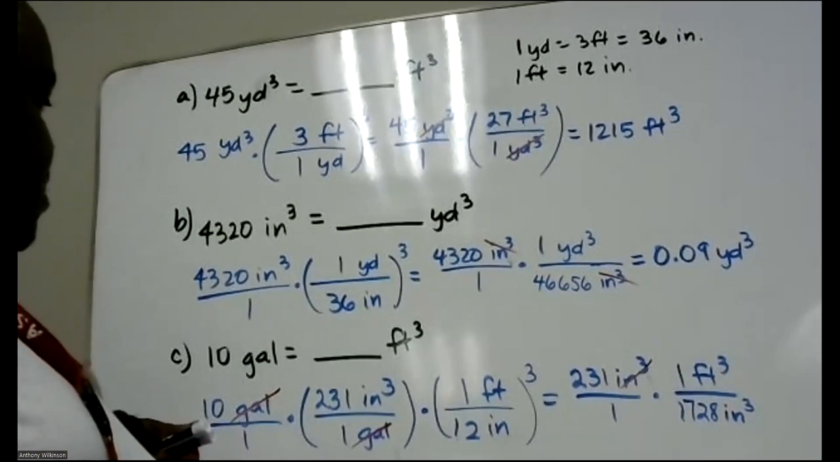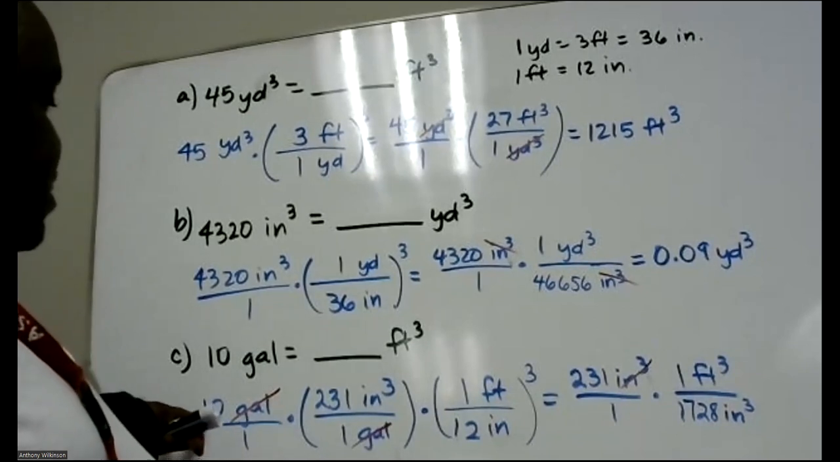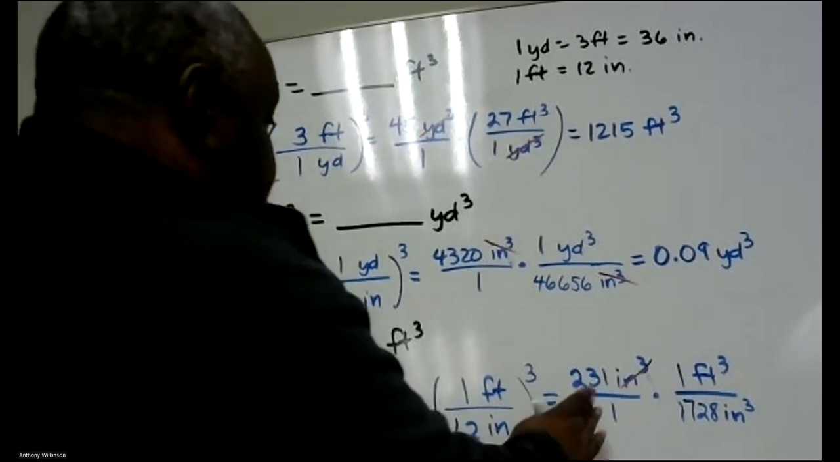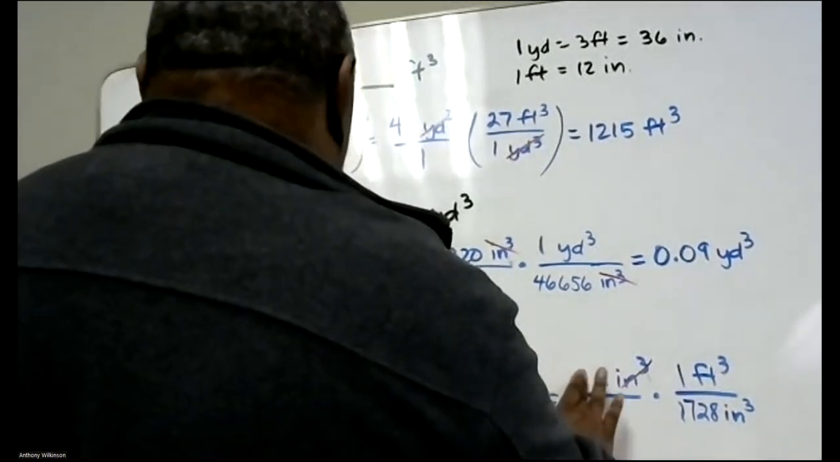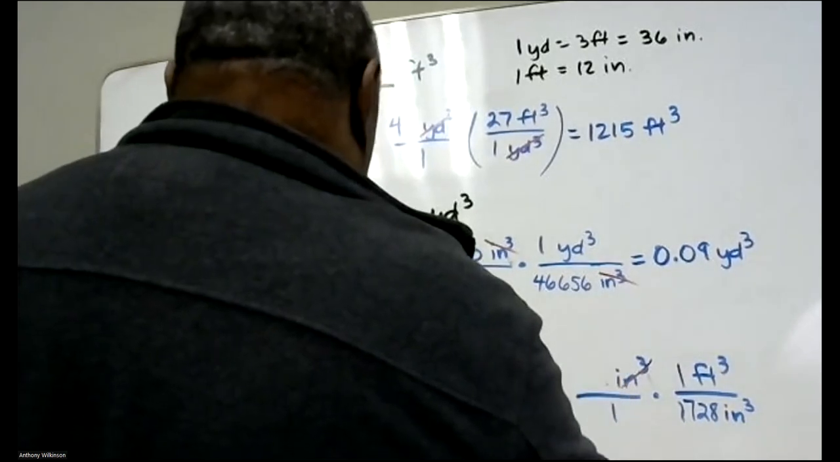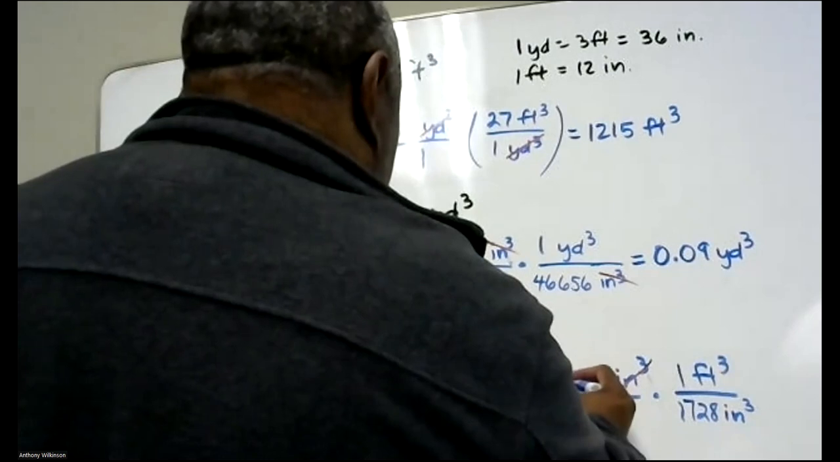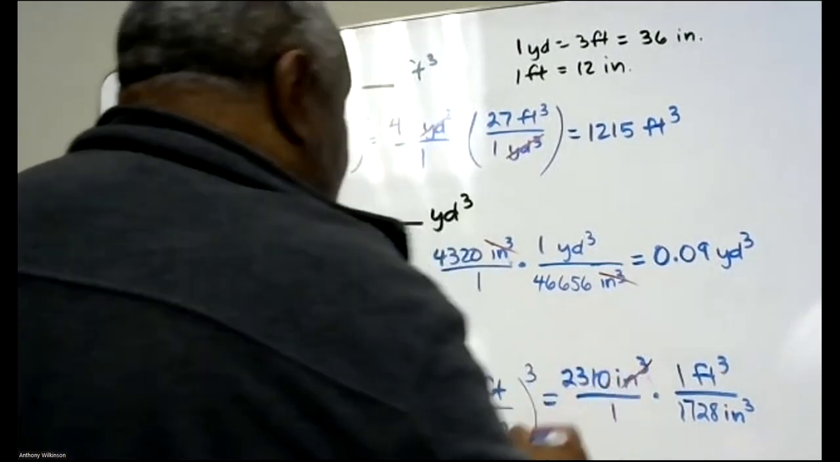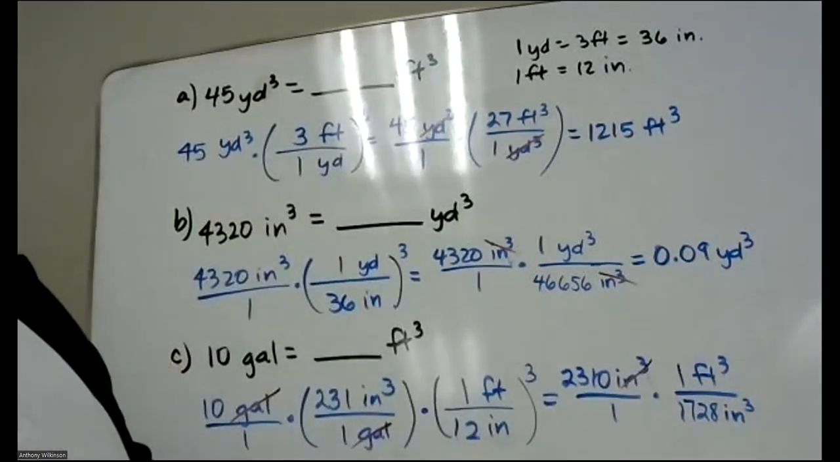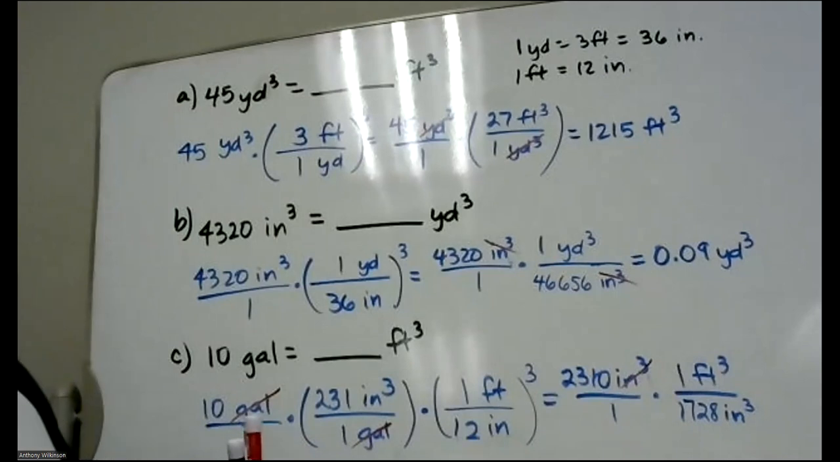Oh, you're right. Let me do this. 10 times 231. That'd be 2,310. Okay. All right, questions on this? Because I forgot to multiply 10 times 231.